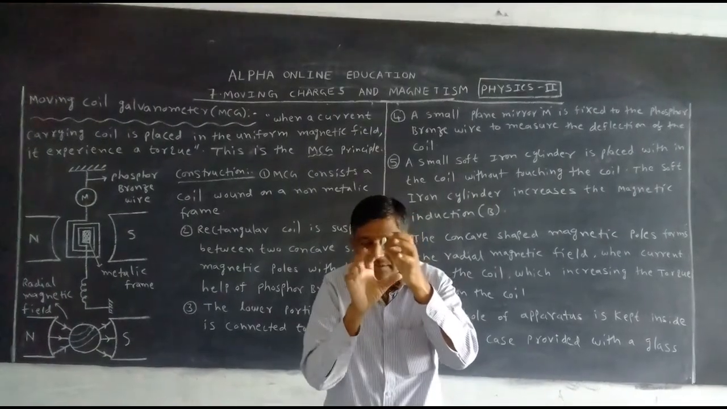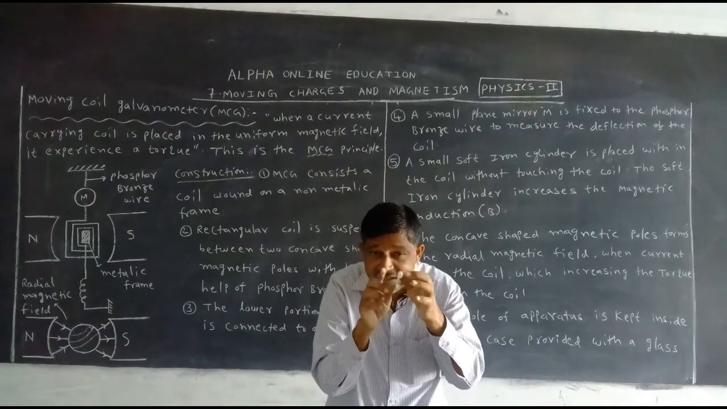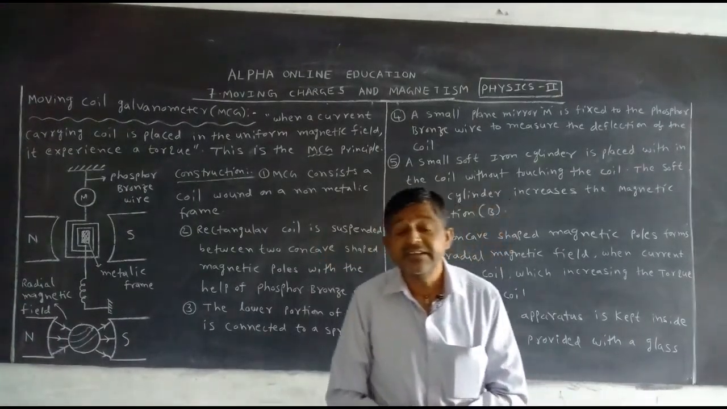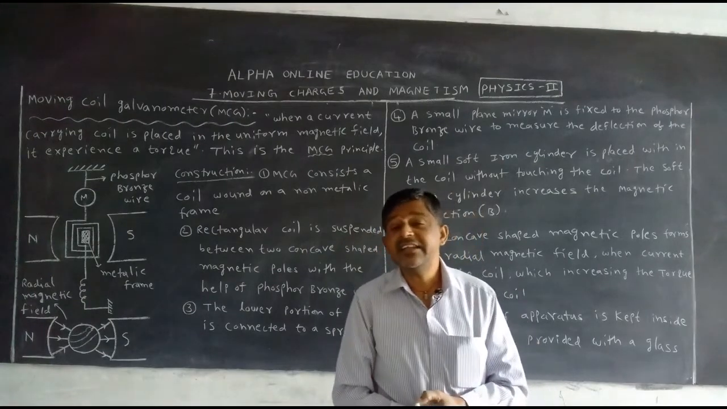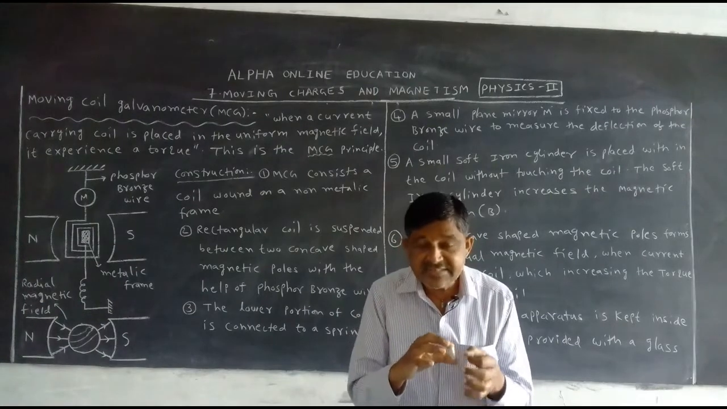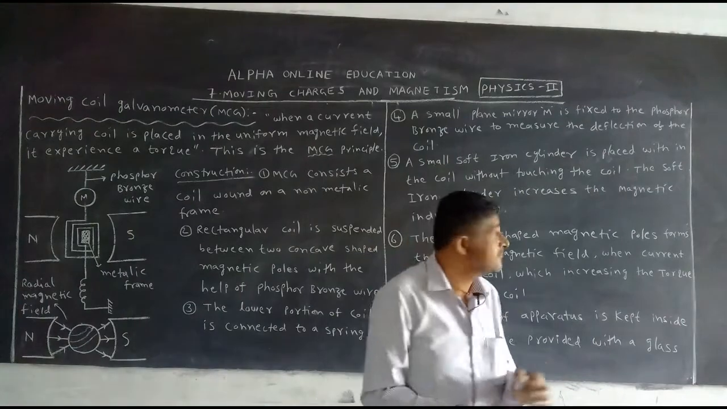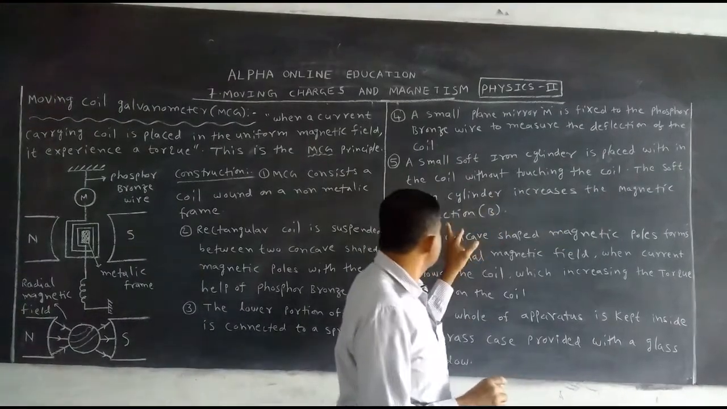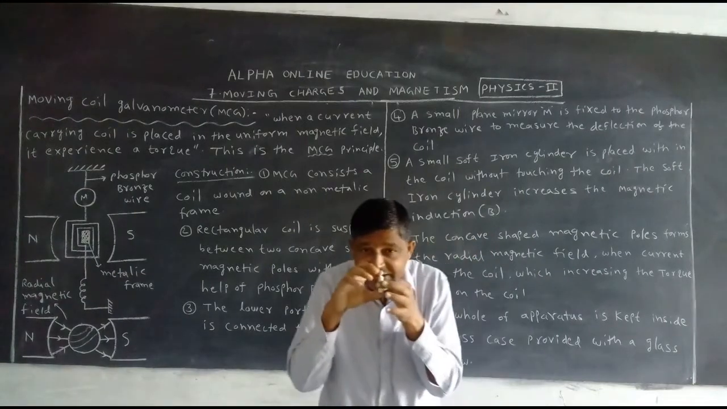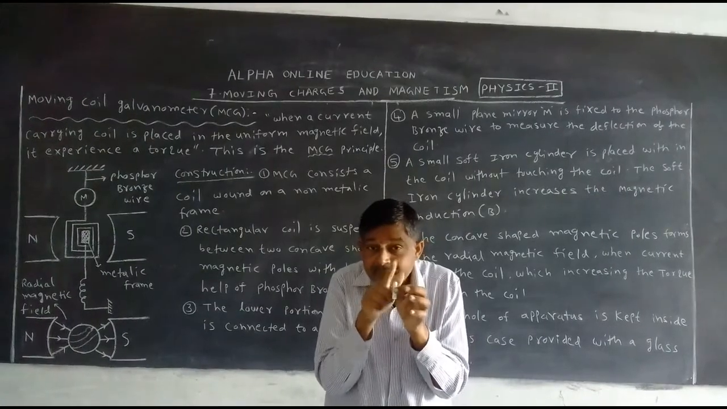In the gap we take one small cylinder, but this small cylinder must be a soft iron cylinder. Why can we take the soft iron? Because soft iron increases the magnetic induction. Okay, where can we take this soft iron cylinder? Inside the frame.